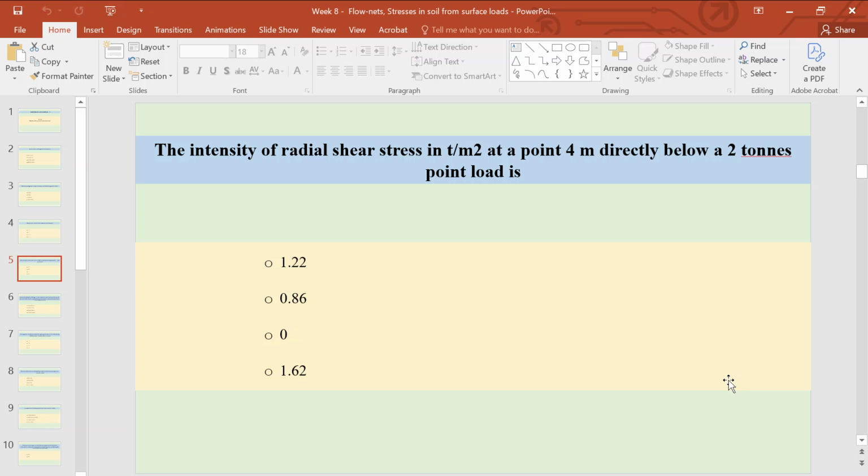I repeat the question. The intensity of radial shear stress in ton per meter square at a point 4 meter directly below a 2 tons point load is: first option 1.22, second option 0.86, third option 0, last option 1.62. Okay. Next question.